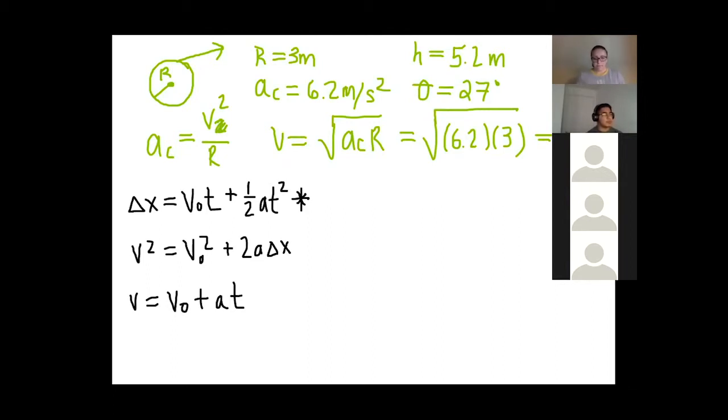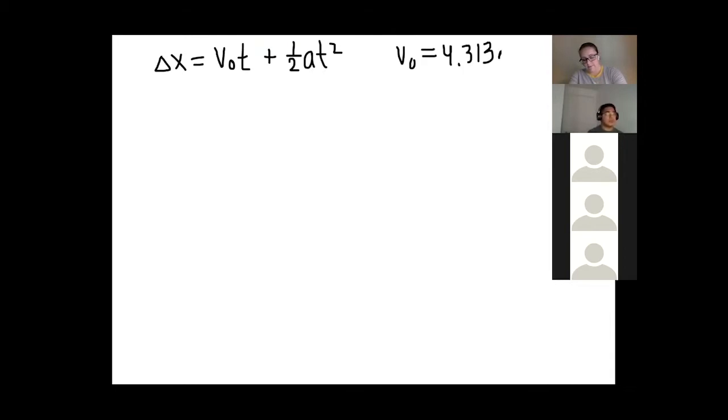Okay. So I will clear the whiteboard so that we have a little more space to work. And we've chosen the equation that delta x is equal to v initial t plus 1/2 a t squared. And we know that v initial is equal to 4.313 meters per second at a 27-degree angle.